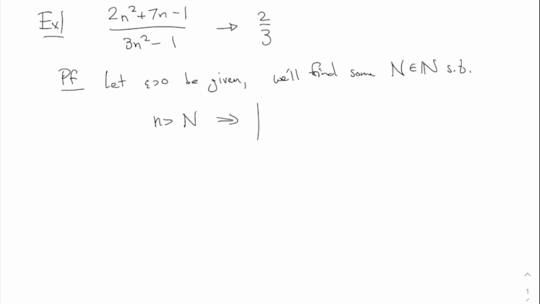Inside an absolute value sign, I want to see a_n minus a, which is the limit. So this is somewhat complicated, but it is. a_n is the sequence term with n's in it, over 3n squared minus 1, like that, and then minus the limit, 2/3. And we need to show that this is less than epsilon.